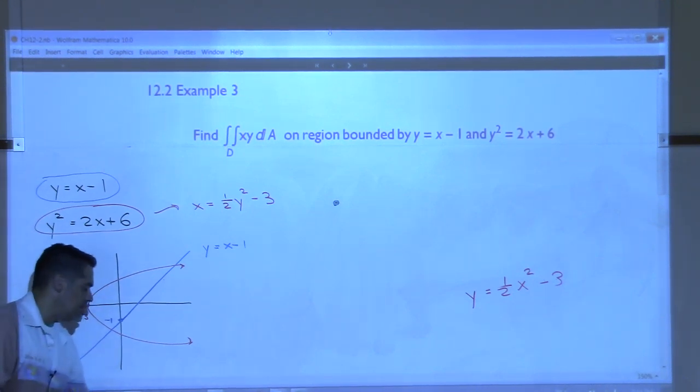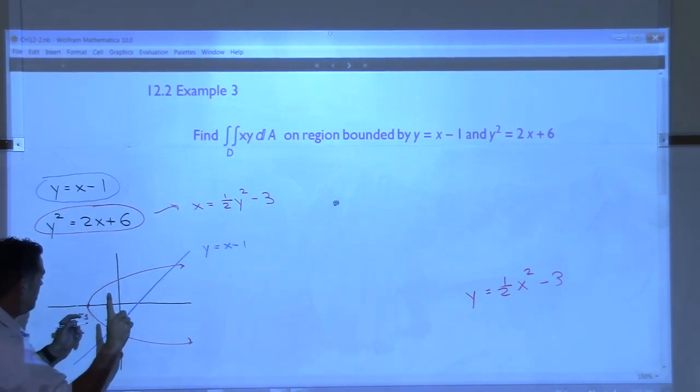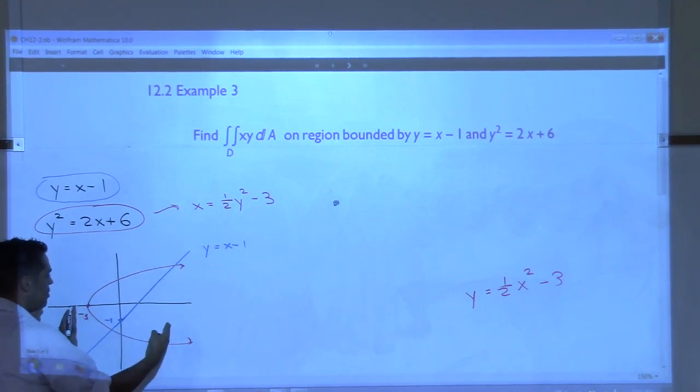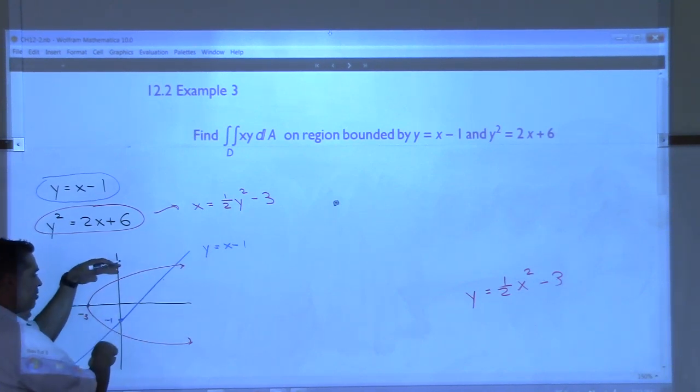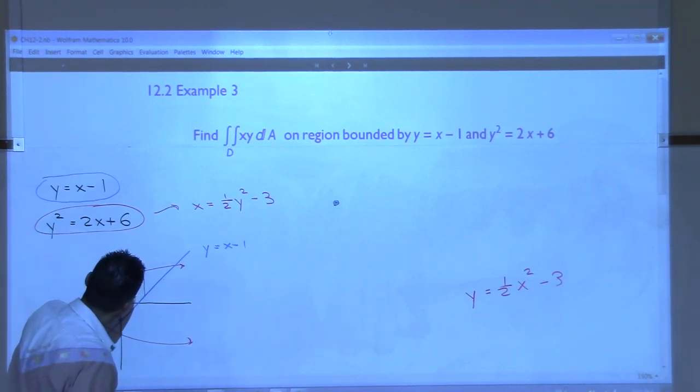So when you look at this, I want to make sure everyone is clear that this is not a type 1. So let me act like I'm trying to treat this as a type 1. Type 1 means that my x is stuck between two constants and my y is between two functions of x. So imagine drawing a vertical little rectangular slice here.